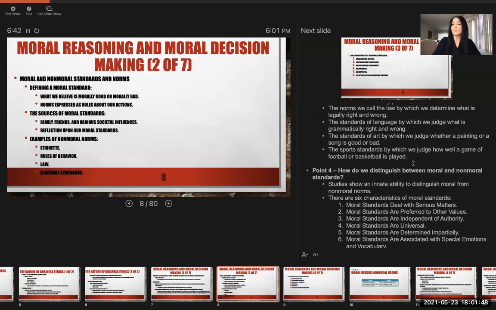So, how do we distinguish between moral and non-moral standards? Well, studies show an innate ability to distinguish moral from non-moral norms. These are the 6 characteristics of moral standards. Number one, moral standards deal with serious matters. Number two, moral standards are preferred to other values. Number three, moral standards are independent of authority. Number four, moral standards are universal. Number five, moral standards are determined impartially. And number six, moral standards are associated with special emotions and vocabulary.